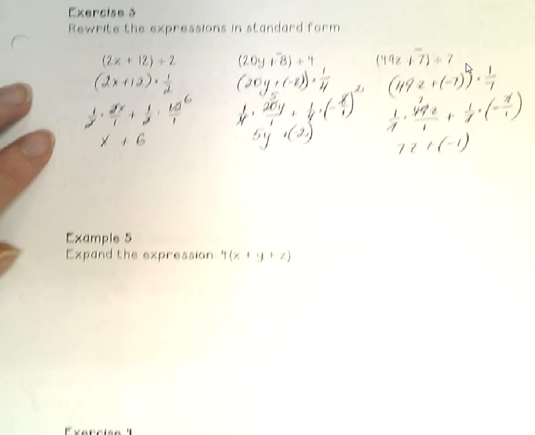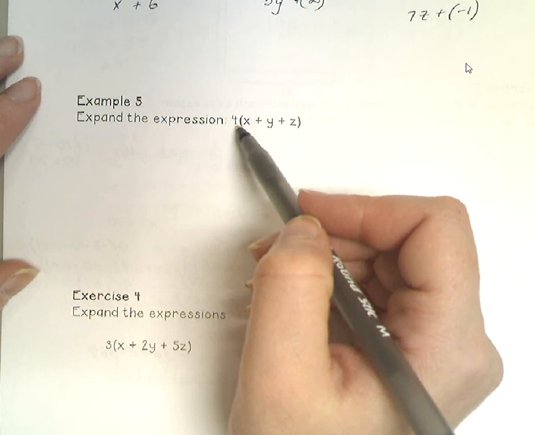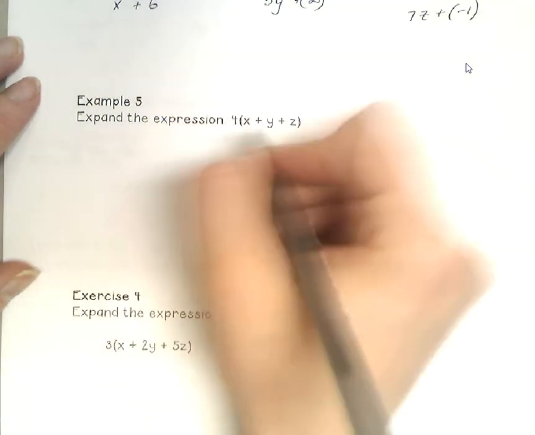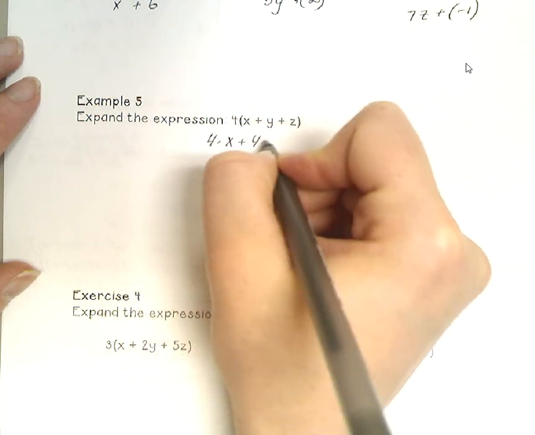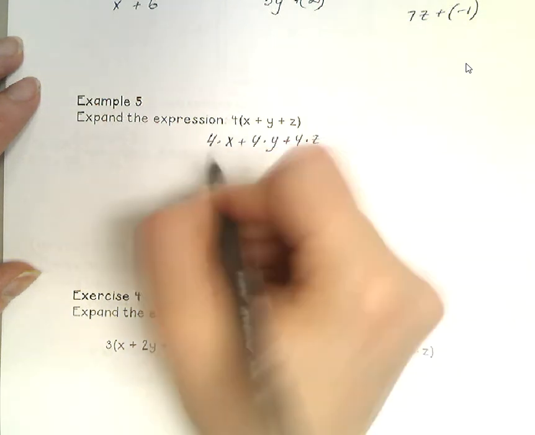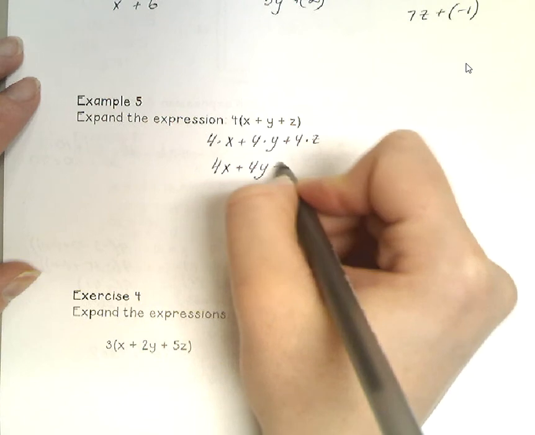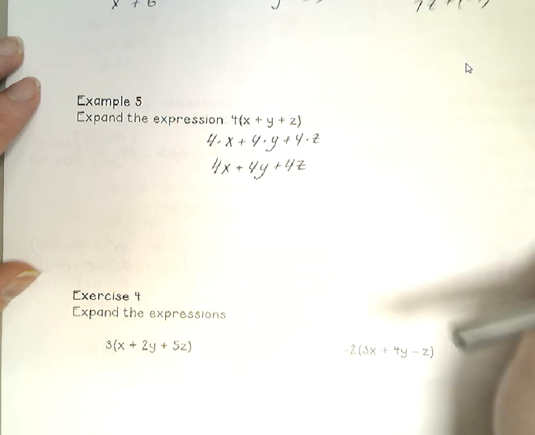Okay. Here I have example 5, where I have 3 terms multiplied by the 4 groups taken 4 times. So I will have 4 times x plus 4 times y plus 4 times z. So I have 4x plus 4y plus 4z. There is nothing else I can do about it. I used the distributive property and expanded this form.